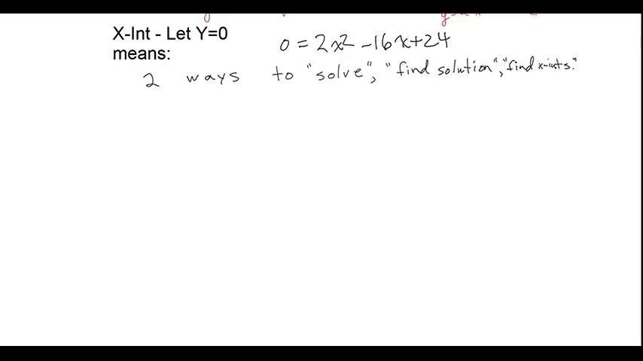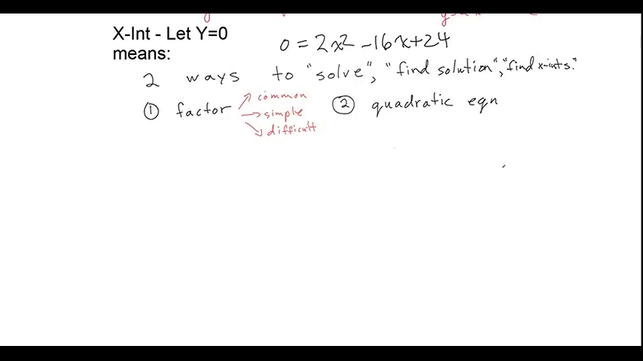So let's summarize how we're going to do this. In essence, we have two ways to find the x-intercepts. One way would be to factor. There are three types of factoring that we studied: common, simple, and difficult factoring. Another way to find a solution would be using the quadratic formula: x equals negative b plus or minus the square root of b squared minus 4ac over 2a. Remember, you can have 0, 1, or 2 solutions for those. For this next problem, we're going to factor.